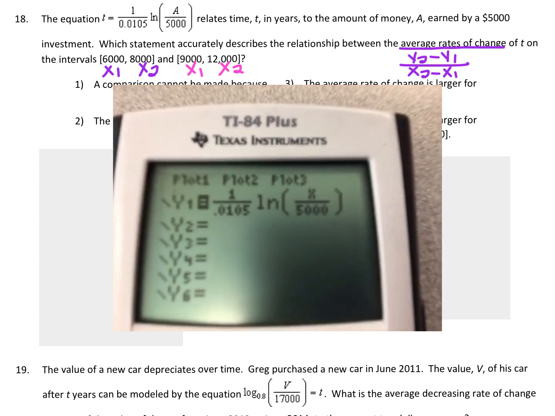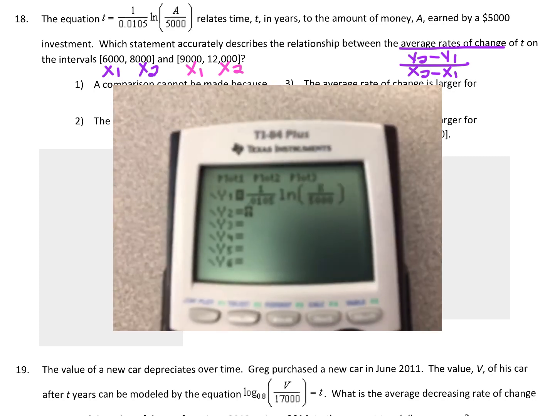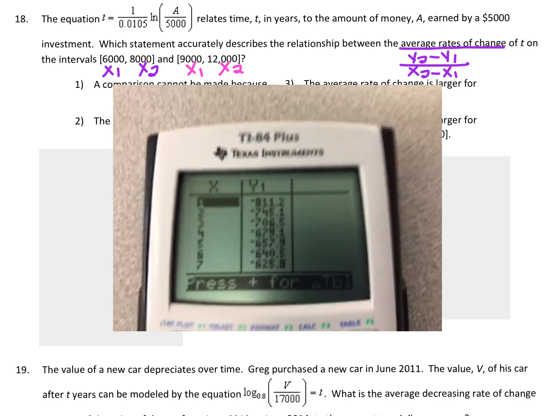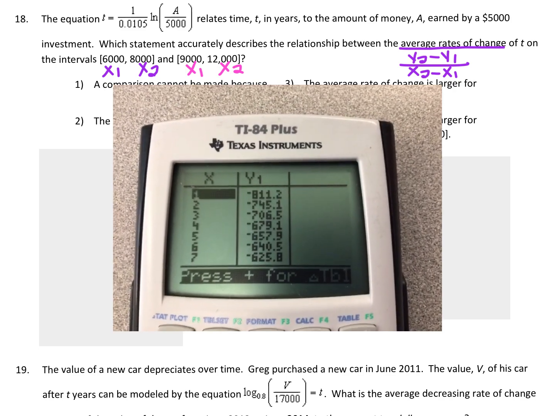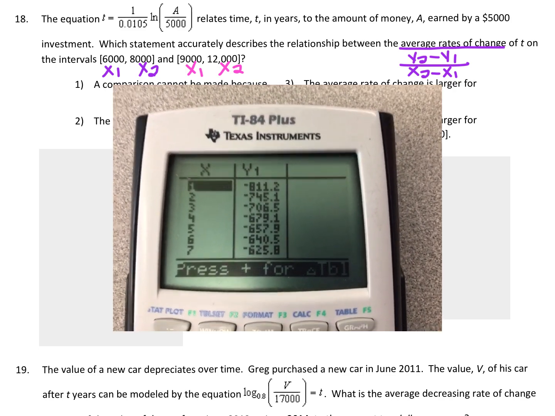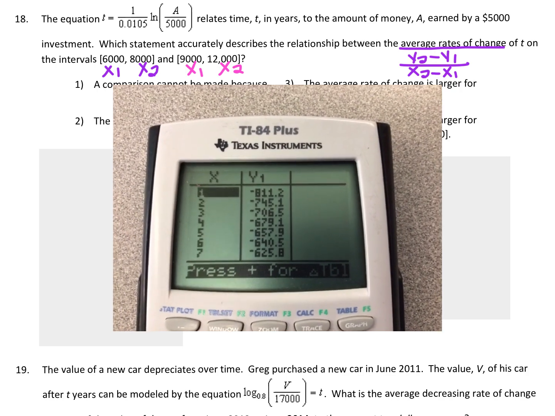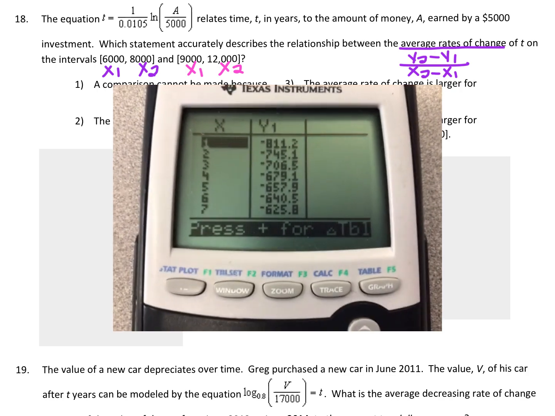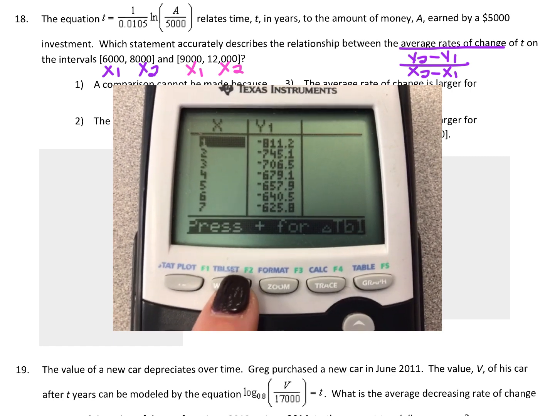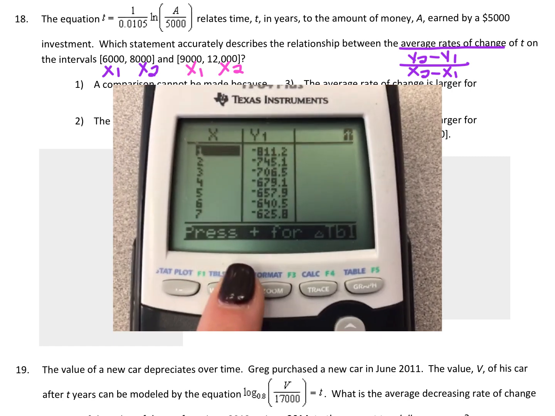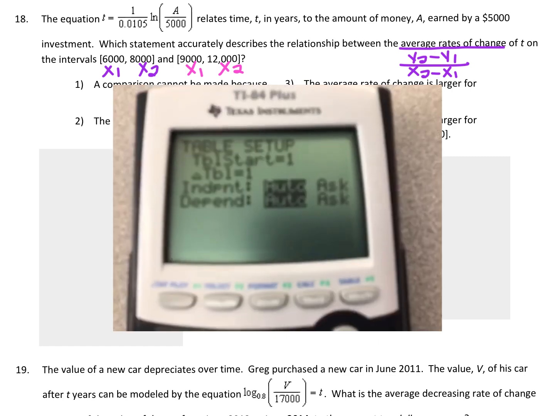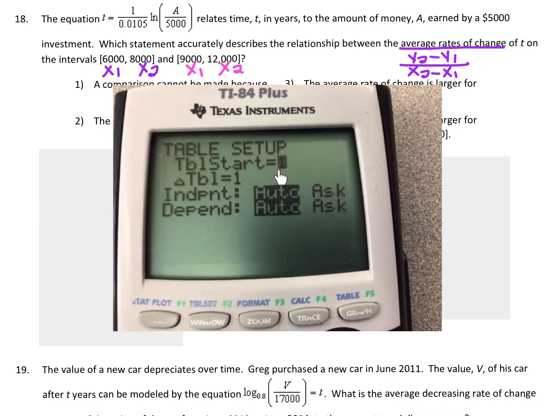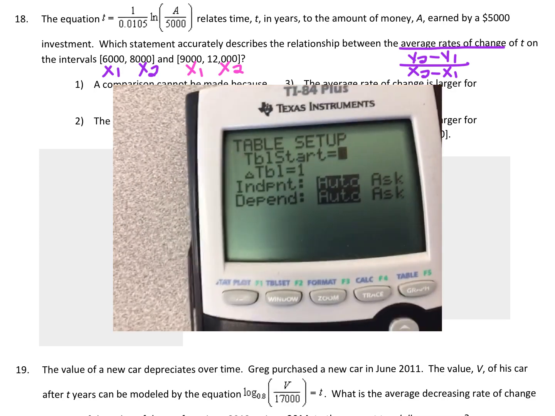So if you go to your table of values, right, chances are, I'm just going to hit second graph, you're nowhere near those values, right? I'm at 1, when x is 1. I don't feel like scrolling all the way till I get to 6,000. So there's a couple things I could do. If I go to, see up here where it says table set, if I go to second table set, instead of having my table start at 1 like it says here, why don't I just put it at 6,000?